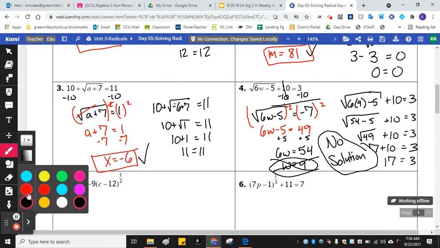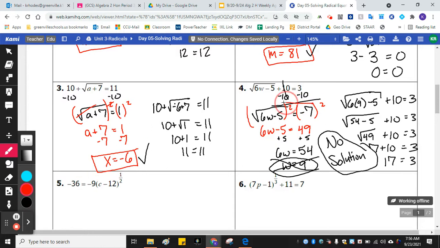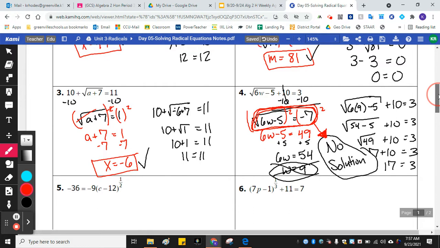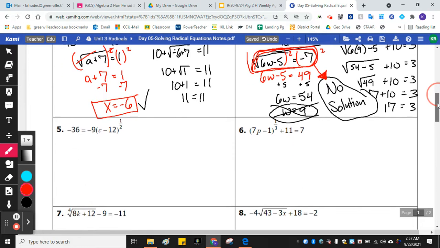And you should have known that right up here. You could have gotten right here and said a square root, an even-powered root, 4th, 6th, cannot equal a negative number. A cube root can, an odd root can, but a square root can never equal a negative. So no solution. Keep going.